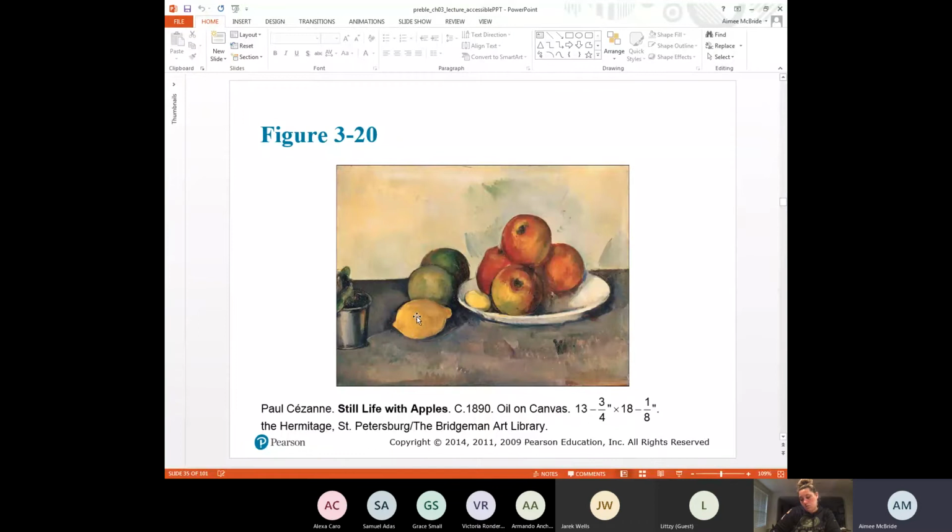So we see the lemon in the foreground. He's overlapping the apples. And then we see the stacked apples. I wouldn't use this as a reference for perfect three-dimensional objects, though, because Cézanne particularly didn't care about that. If this was actually a table setting, that plate is tilted up. So the apples would probably roll up. So, yeah.